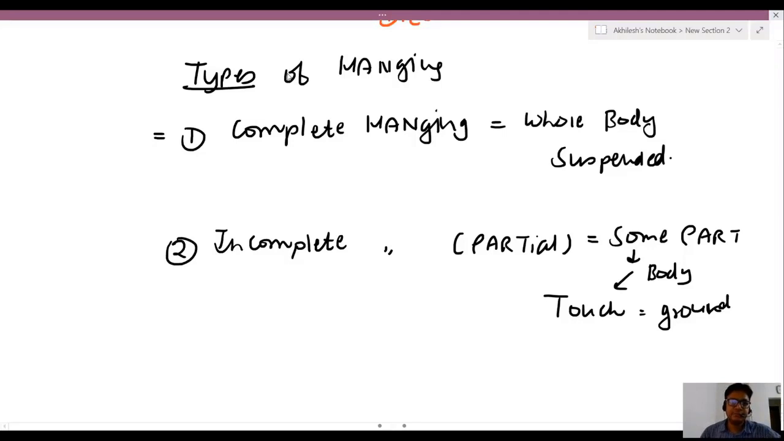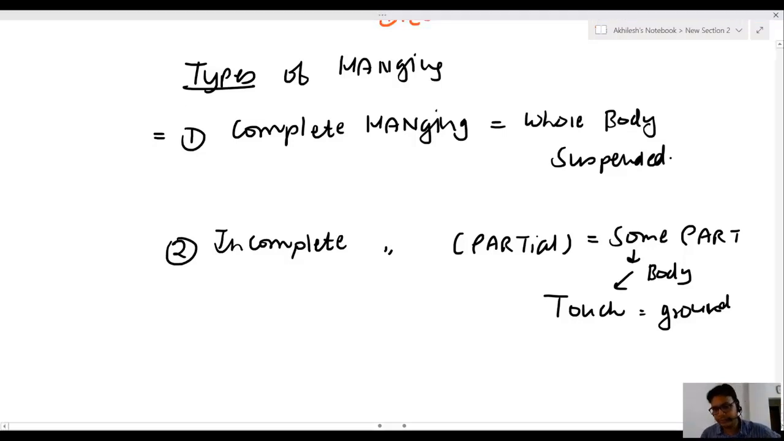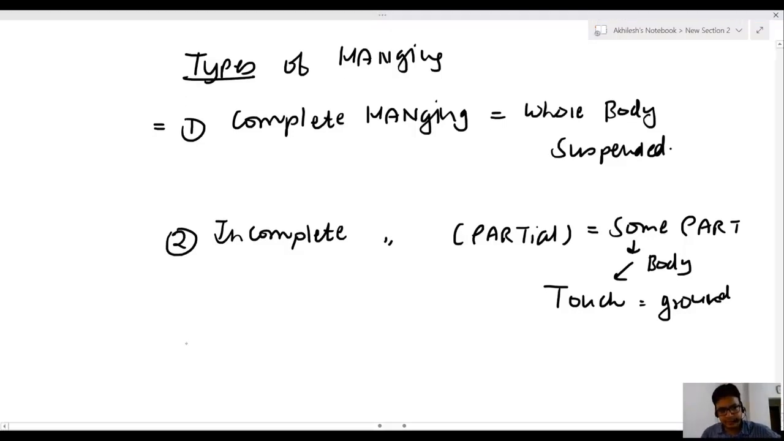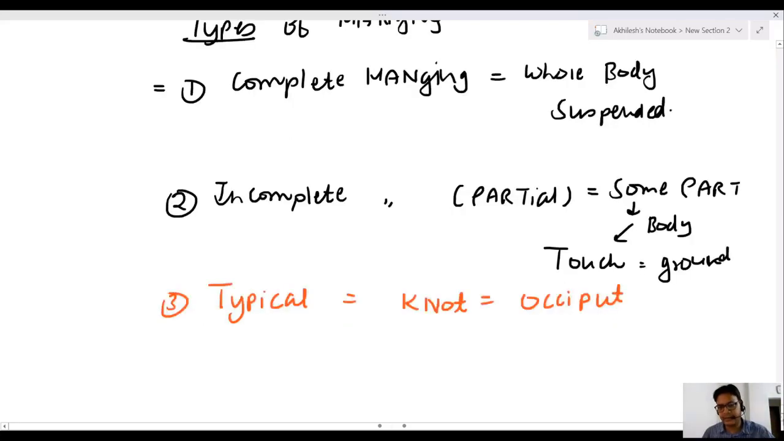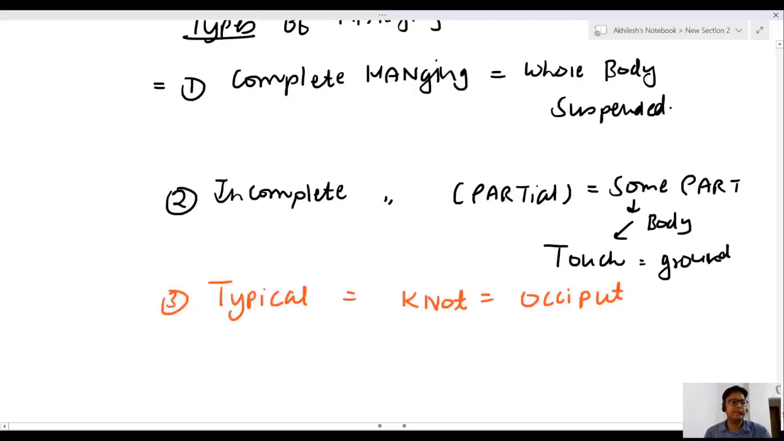Now, sir, the third is typical hanging. If the knot is present at the occiput, this is a typical hanging. The knot is this one. When it is present at the occiput, this is a typical hanging.